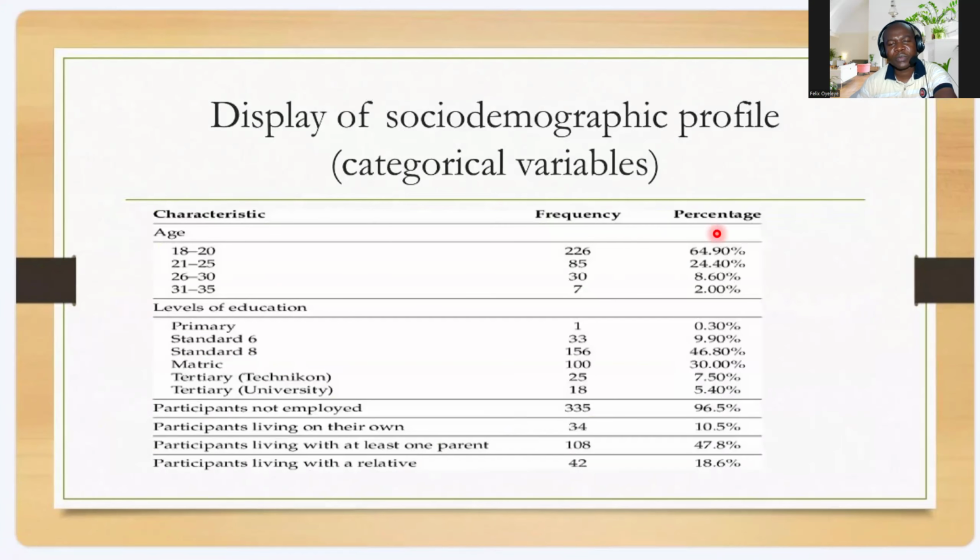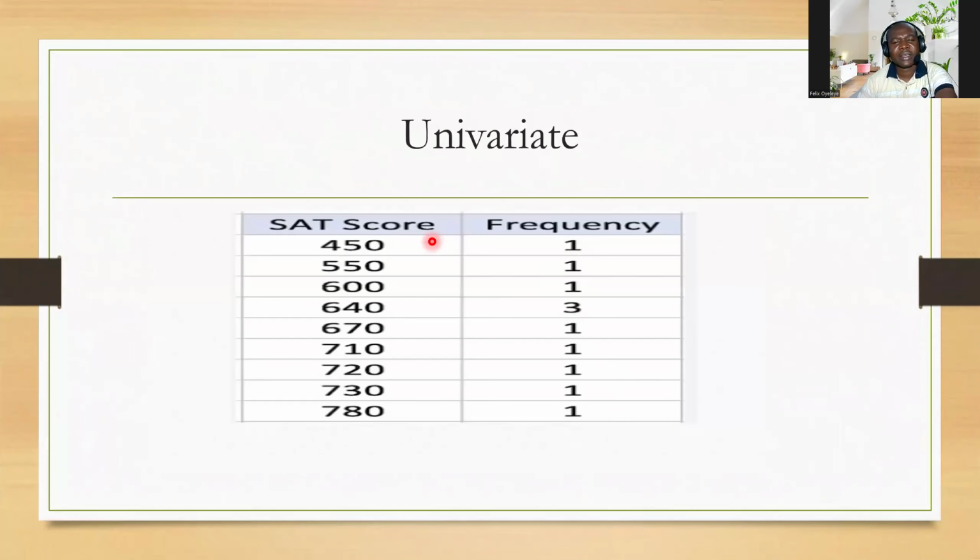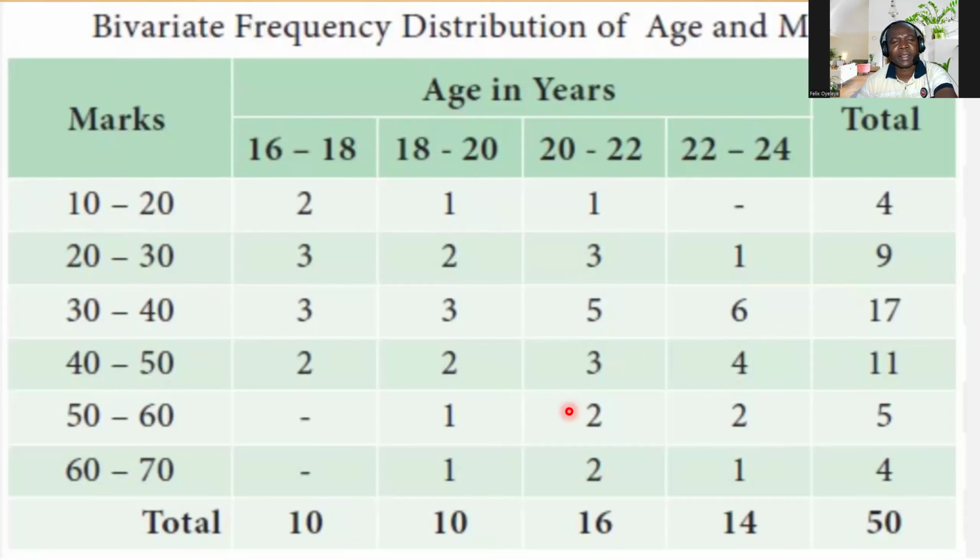So we have a typical picture of a categorical variable in this particular table. And here we have the frequency and the percentage clearly outlined. And then here is an example of a univariate. The common thing that varies here is the SAT score, and then you have the frequency. While in the bivariate, you have the mark that varies as a variable. The second variable is the age, that is bivariate.